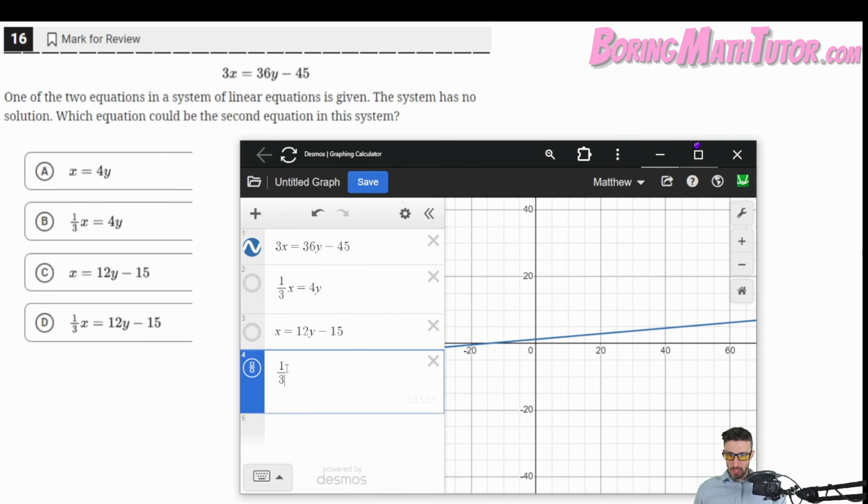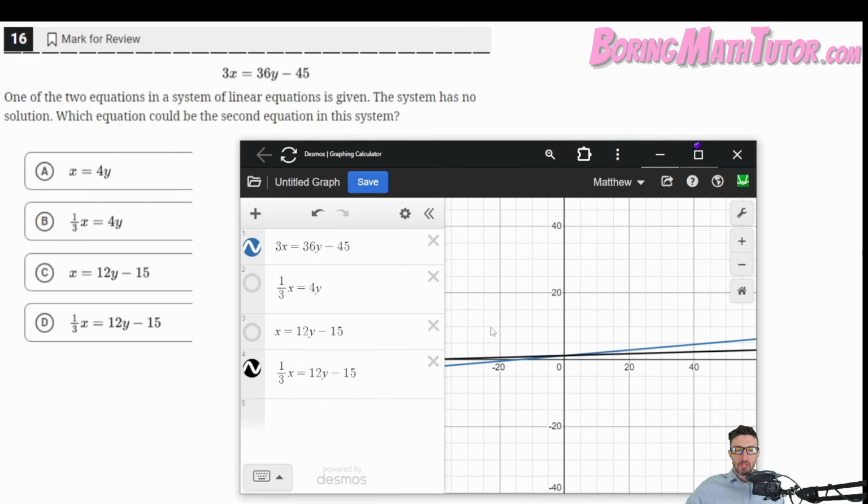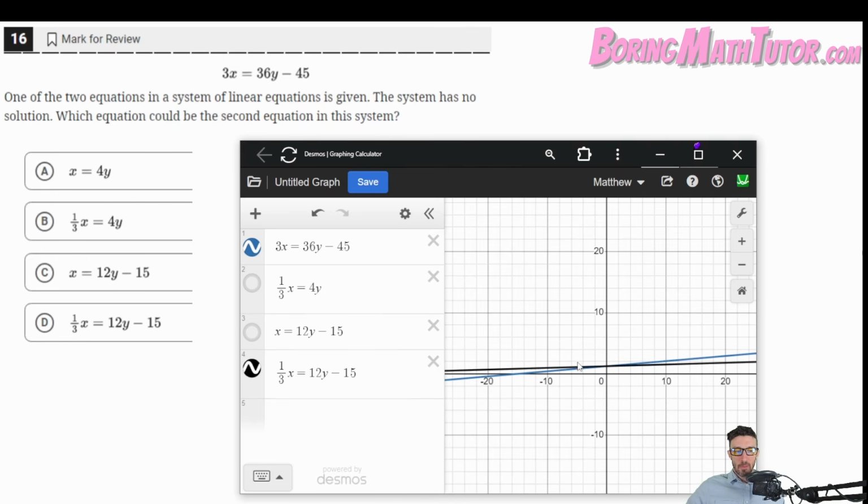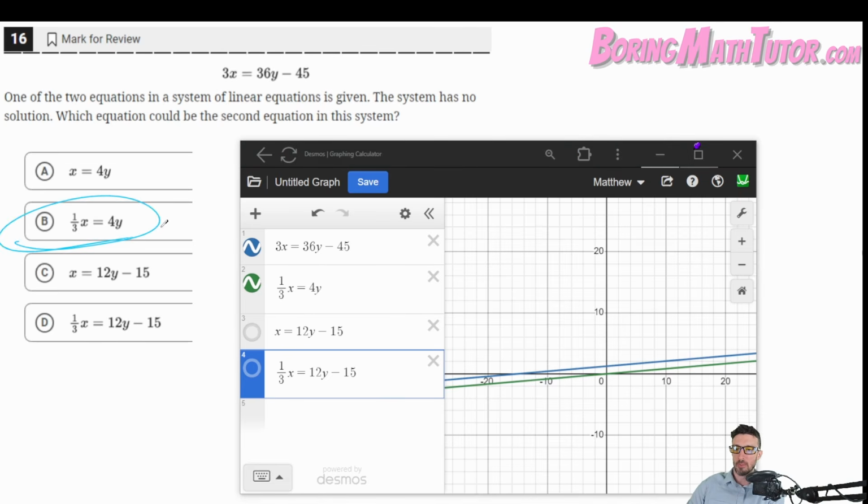But then we do want to type in that last one right there just to confirm. If you're running low on time, then don't bother. Just instead go after the one that looks parallel and call it a day. But this one's definitely not parallel. So it was this guy right here. And now we're going to move on.